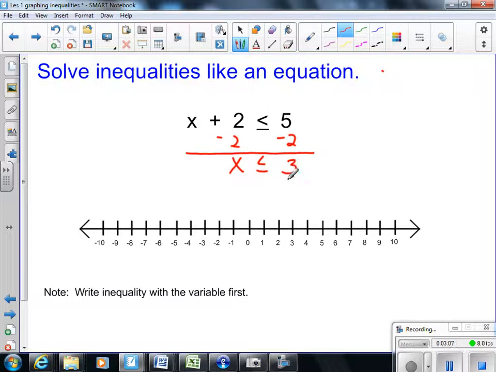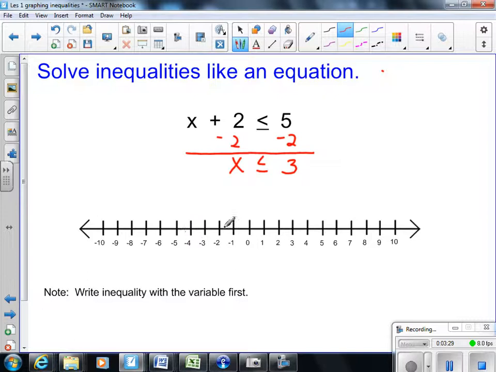Now, anytime you solve an inequality, you always want to try to pick a number in this solution set and see if it makes it true. So pick a number that's less than or equal to 3. Let's try 2. Is 2 plus 2 less than or equal to 5? Well, 2 plus 2 is 4, and 4 is less than 5. So that is correct. You do that just to double check your inequality symbol and make sure that you have it going the right direction.